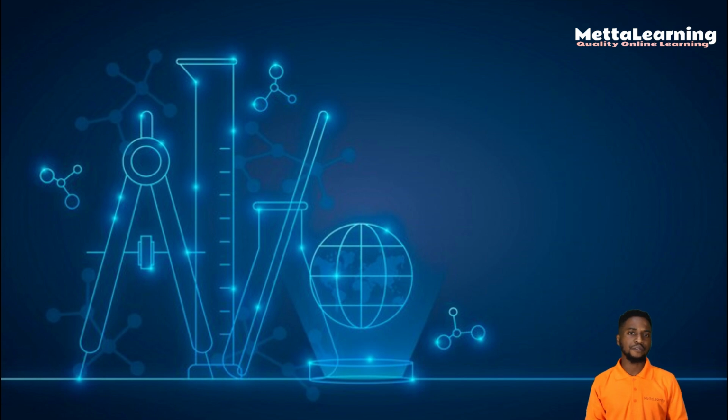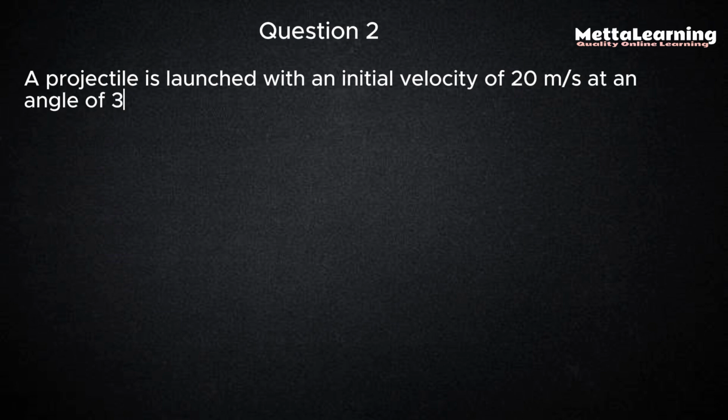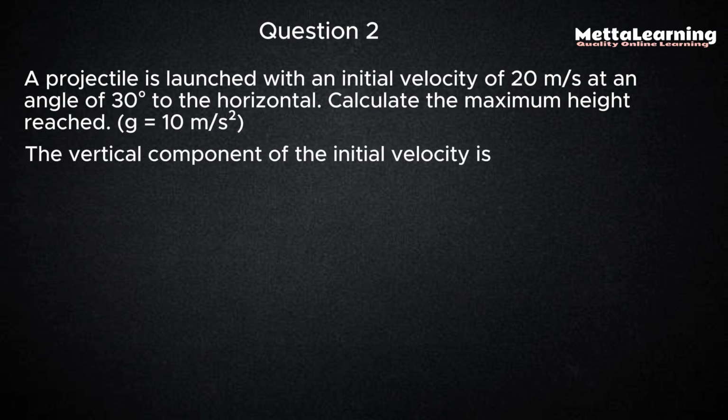The next question says: a projectile is launched with an initial velocity of 20 meters per second at an angle of 30 degrees to the horizontal. Calculate the maximum height reached, given acceleration due to gravity to be 10 meters per second squared. Now, you must understand the vertical component of the initial velocity, Vy. That will be Vy equals V sine theta.